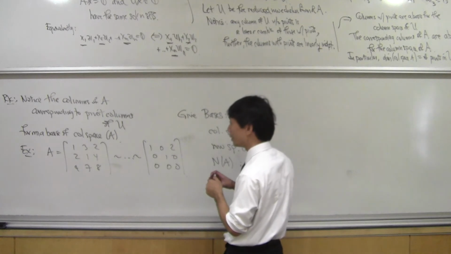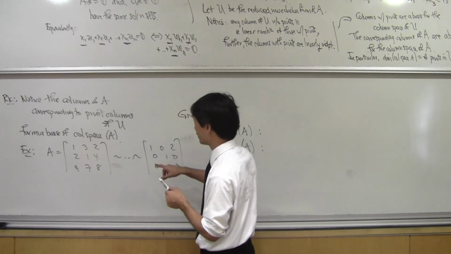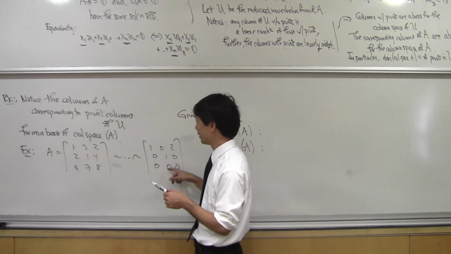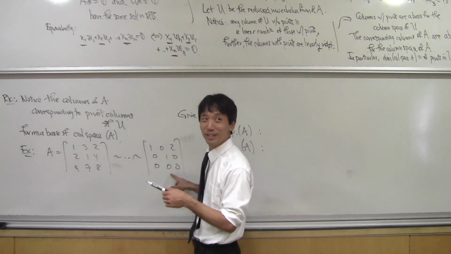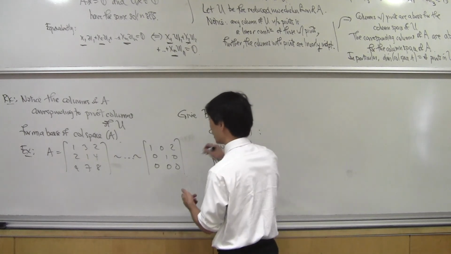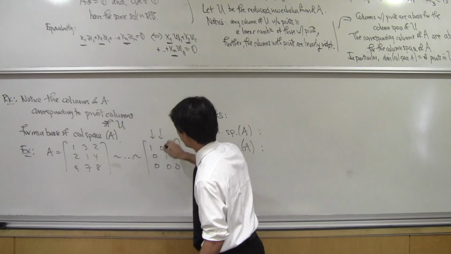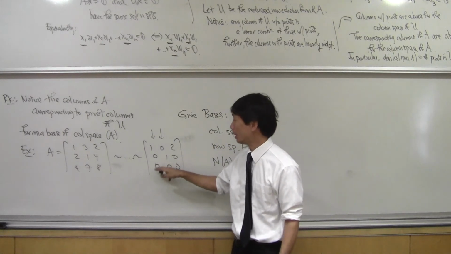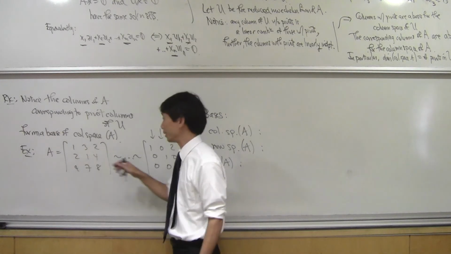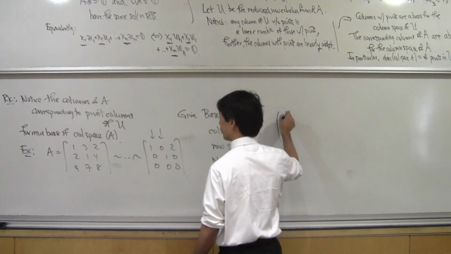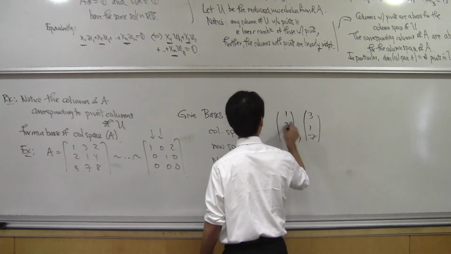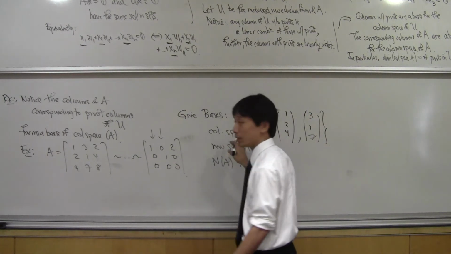What's the basis of the column space? Which columns? The first 2 columns of this one? The first 2 columns of A, right? Since these 2 vectors are the basis of the column space of U, these 2 vectors would be the basis of the column space of A. So 1, 2, 4, and 3, 1, 7 are a basis of the column space of A.